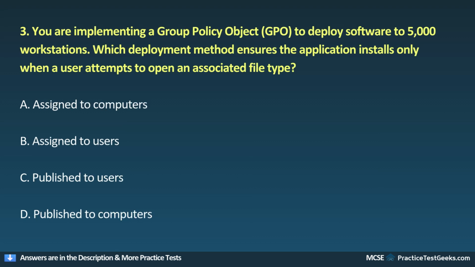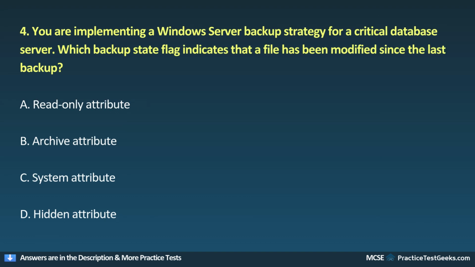3. You are implementing a group policy object, GPO, to deploy software to 5,000 workstations. Which deployment method ensures the application installs only when a user attempts to open an associated file type? A. Assigned to computers. B. Assigned to users. C. Published to users. D. Published to computers.